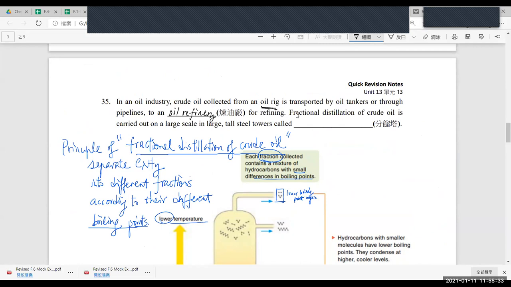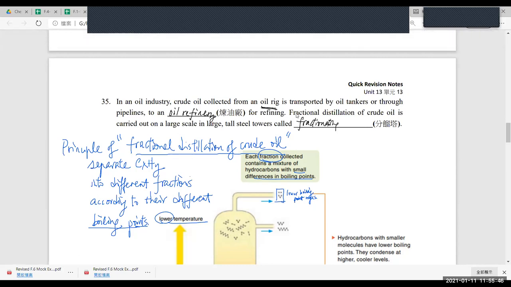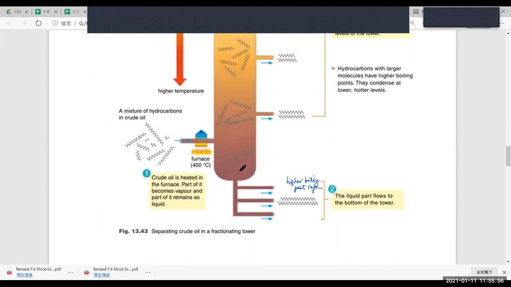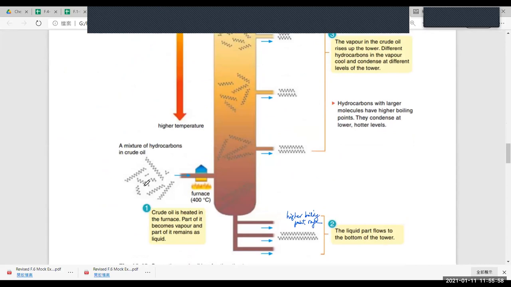The fractional distillation of crude oil is carried out on a large scale. At the top is a large, tall steel tower. We call that a fractionating tower. So this is the place where the separation of hydrocarbons occurs, like this, okay? I would like to share with you what will happen.